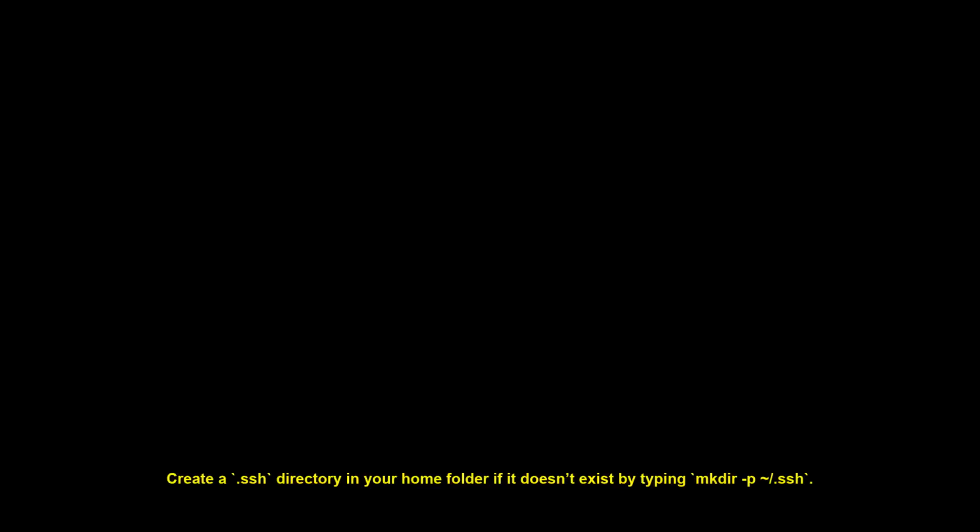Create a .ssh directory in your home folder if it doesn't exist by typing mkdir -p ~/.ssh. Set the correct permissions for this directory with chmod 700 ~/.ssh. Now, open the authorized_keys file by typing nano ~/.ssh/authorized_keys. Paste your public key into this file and save it.